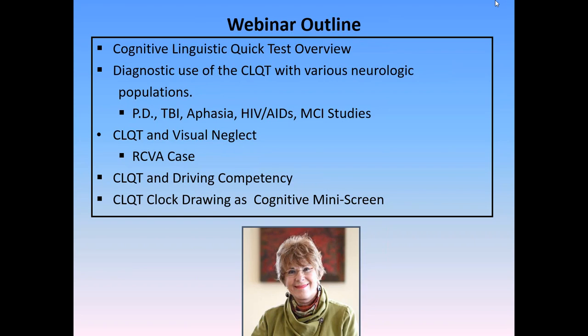Next, I'll speak about the use of the CLQT in identifying and documenting the presence of visual neglect, which is most common in right CVAs or right hemisphere strokes. And I have a case in point to illustrate that. Then we'll move into using the CLQT in determining driving competency, driving a car, that is, not driving in golf, although it may have something to do with that, but nobody studied it.